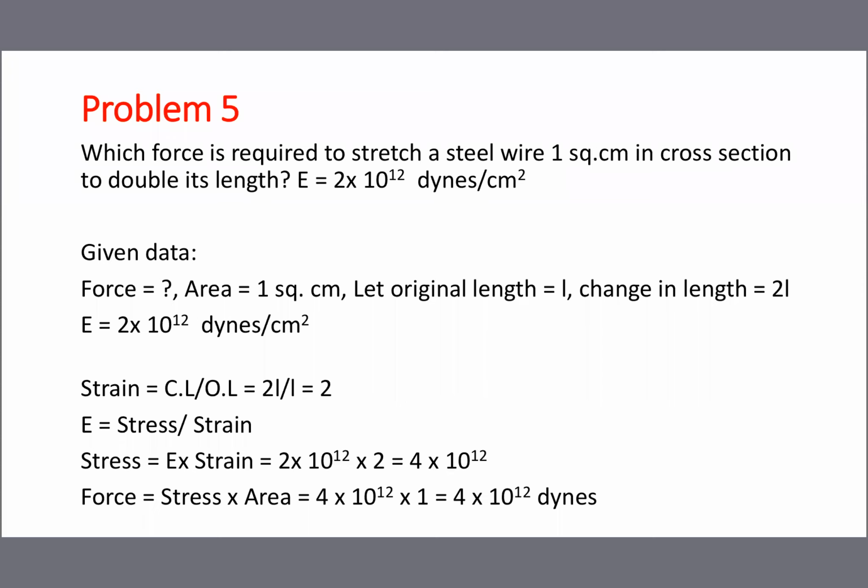Strain is equal to change in length divided by original length. Change in length, the data we already have, is 2L, the elongation value. 2L divided by original length L, so L and L will get cancelled. The strain you will get is 2. So compared to the last problem we are going in reverse. Then you apply Young's modulus: stress divided by strain is the Young's modulus formula.